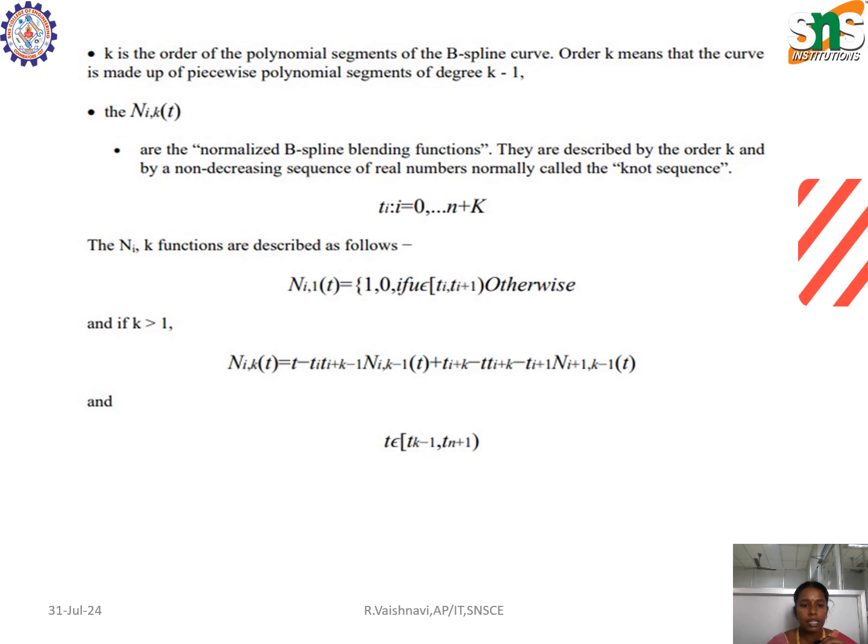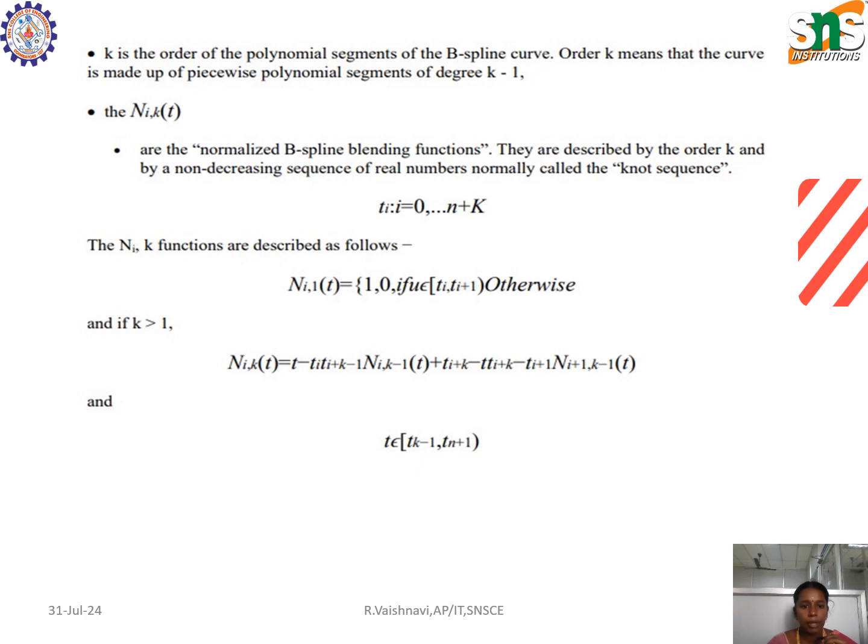Next, k is the order of the polynomial segments of the B-spline curve. Order k means that the curve is made up of piecewise polynomial segments of degree k minus 1, and Ni,k(t) are the normalized B-spline blending functions. They are described by the order k and by a non-decreasing sequence of real numbers, normally called the knot sequence Ti, where i = 0 up to n plus k.